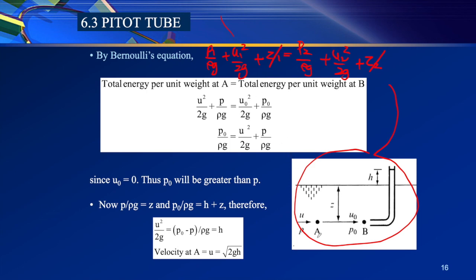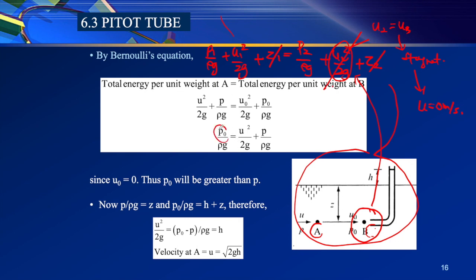What about P? The pressure at A and the pressure at B. We want to find PA and PB, so P1 and P2. Yes, we have these two values. So what about U1 square and U2 square? U2 is UB. We know that this point is a stagnation point, therefore UB is equivalent to 0. So U2 is actually UB, the stagnation point, and the velocity is 0 meter per second. So substitute 0 and rearrange this equation.